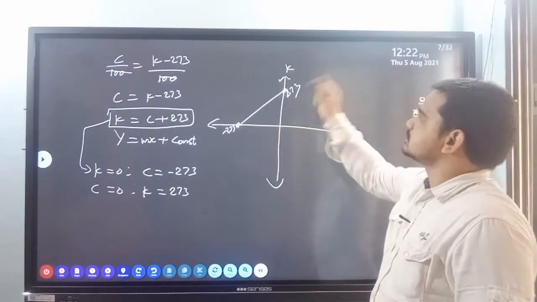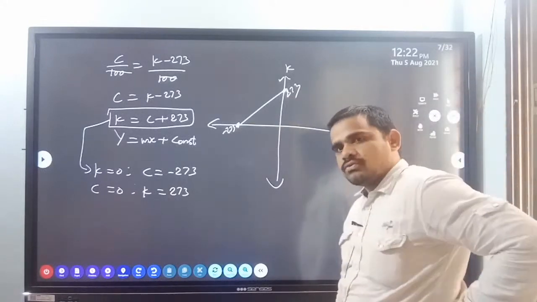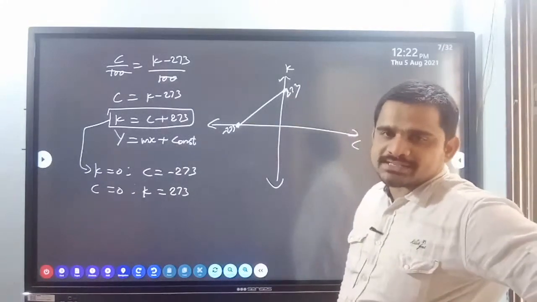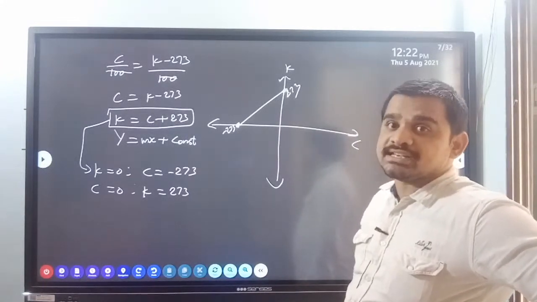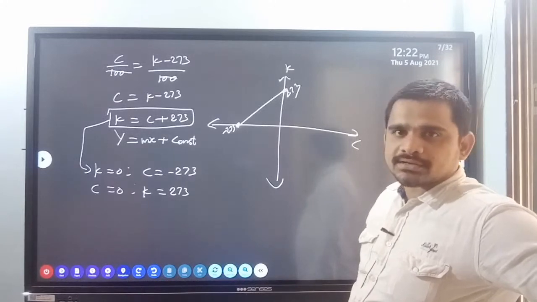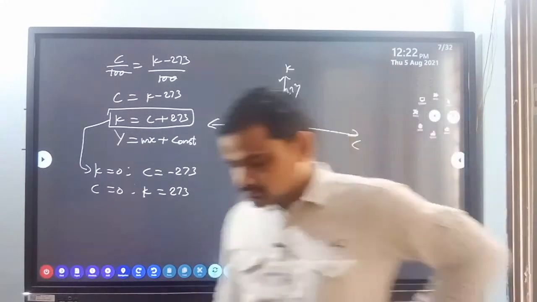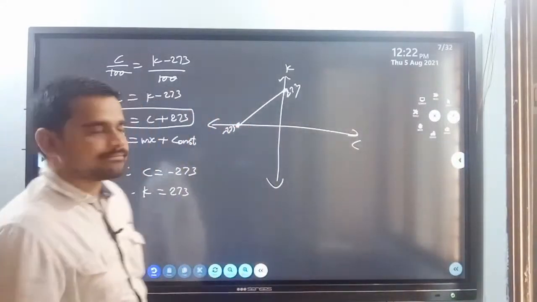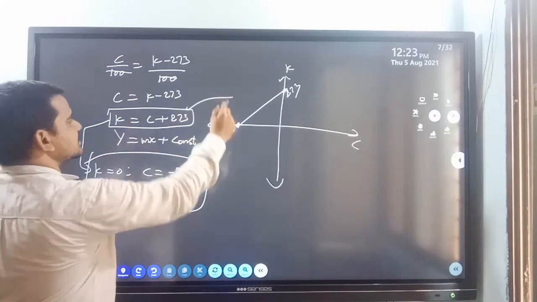So this is the graph. It's a straight line, correct? In this way, for any two different scales, we can draw the graph easily. Got it here? Easily we can draw it. Okay? Understood here? Fine. So in this way we can draw it easily. This is the way of making the graph here.